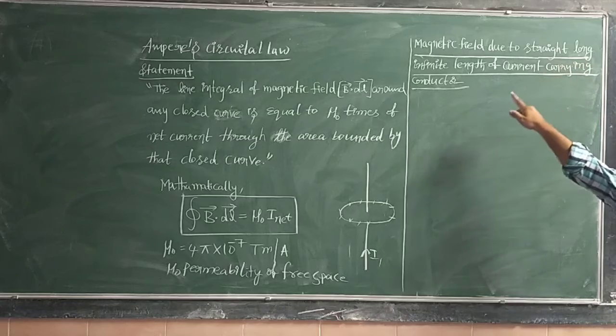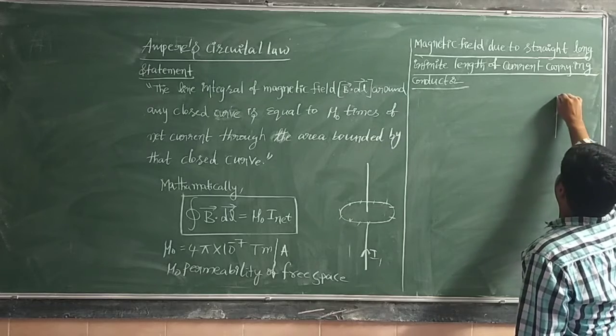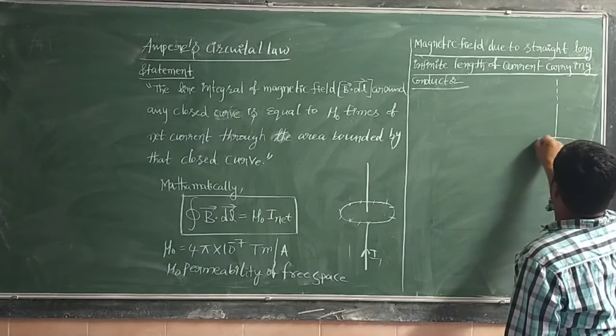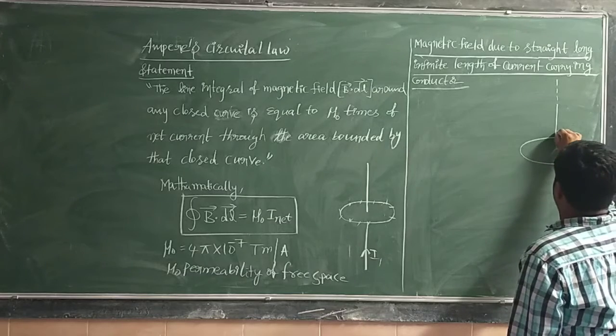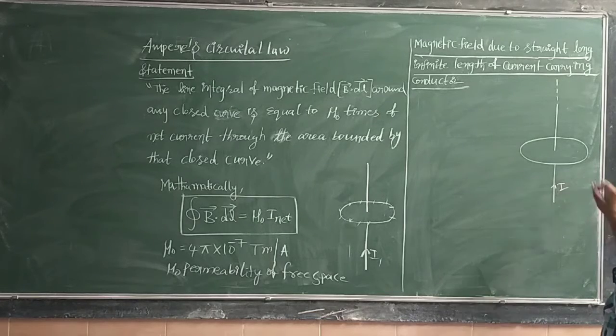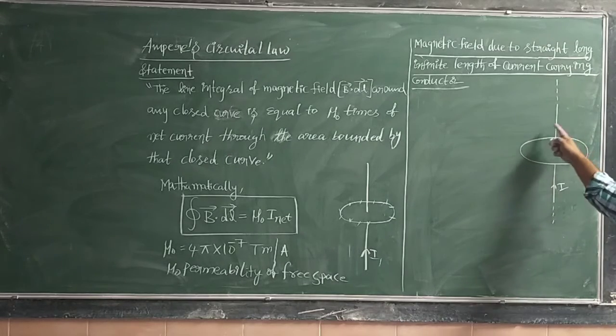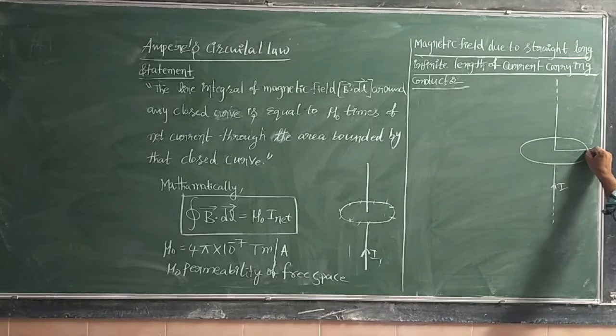Right. Now by using this Ampere law we can measure the magnetic field due to a straight long infinite length current carrying conductor. Now this is nothing but a current carrying conductor. How much current is carried by this conductor? I current is carried by this conductor. Now this conductor is not finite length, of course it is an infinite length. Now by using Ampere's law, due to this current carrying conductor, we have to calculate the magnetic field at a distance r.